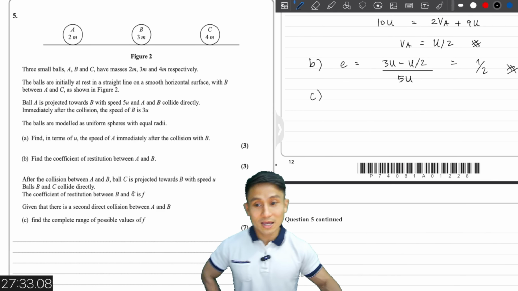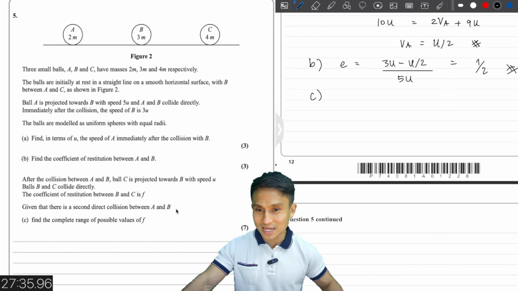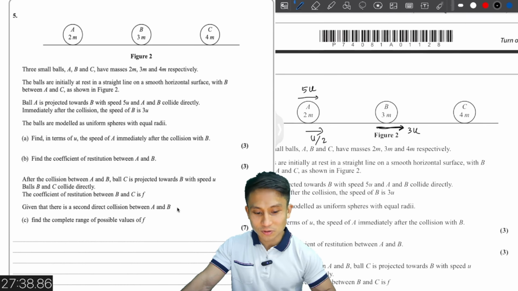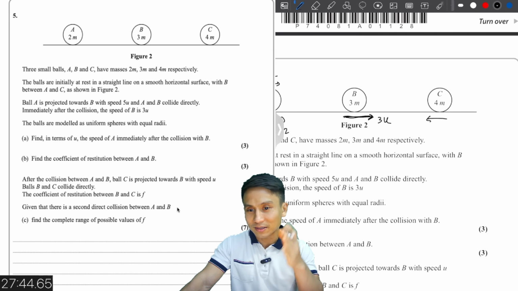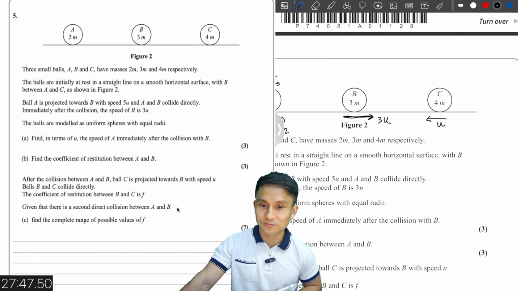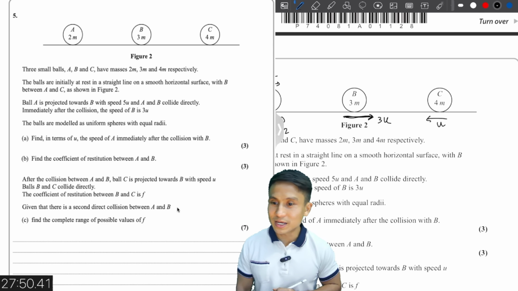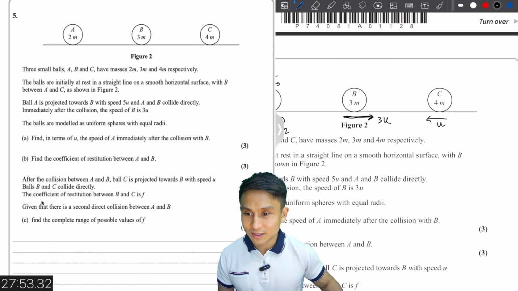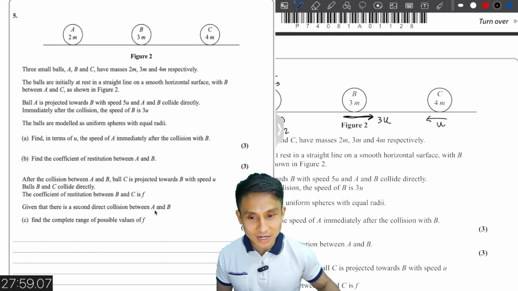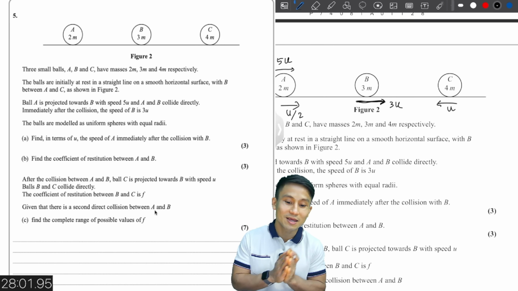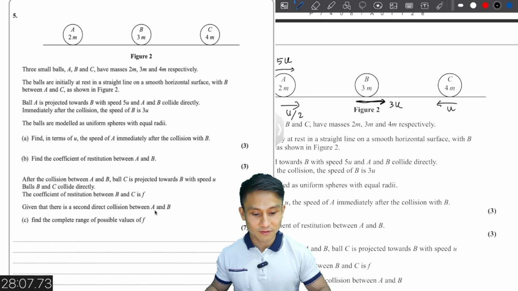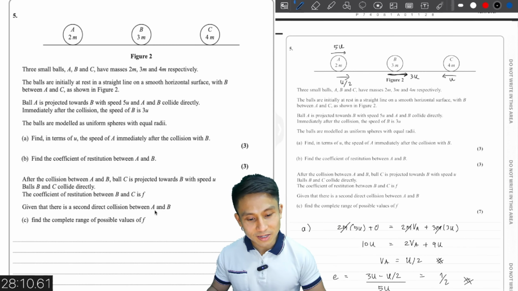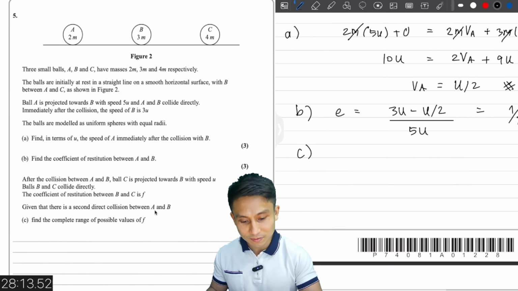Part C. After the collisions between A and B, ball C is projected towards B now with the speed u. So in consecutive collision, I'm just going to do this. That's where B has 3u and C is projected as u. B and C collide directly. The coefficient of restitution between B and C is F, given that there is a second direct collision between A and B. So that's implying that B will be reversed to the left again to meet A. Find the complete range of possible values of F. All right, so we do collision between B and C first, conservation of linear momentum, B and C.